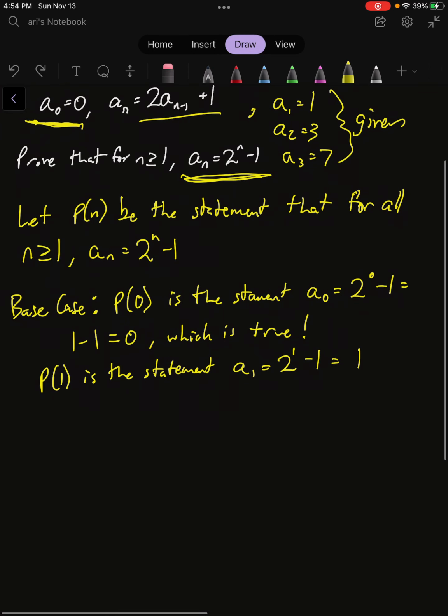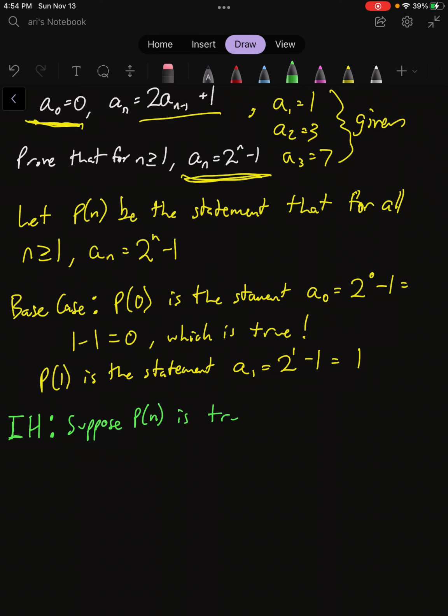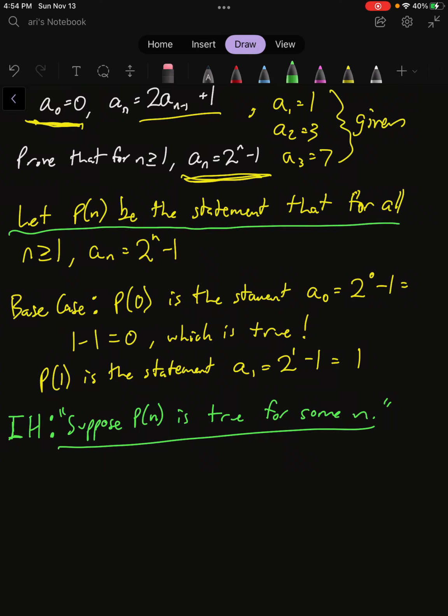And that allows us to jump into the next step, which I'll do in green, and that's our inductive hypothesis. I'll shorthand it like the cool kids and say IH. So our inductive hypothesis will be, suppose P of n is true for some n. And that's all you need to write for an inductive hypothesis, provided that you've defined P of n, which we've done right up here. Let P of n be this statement.